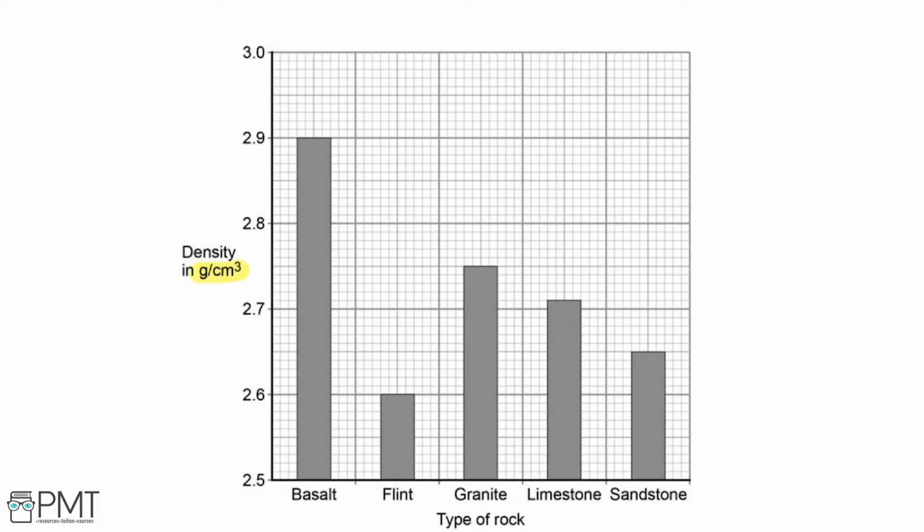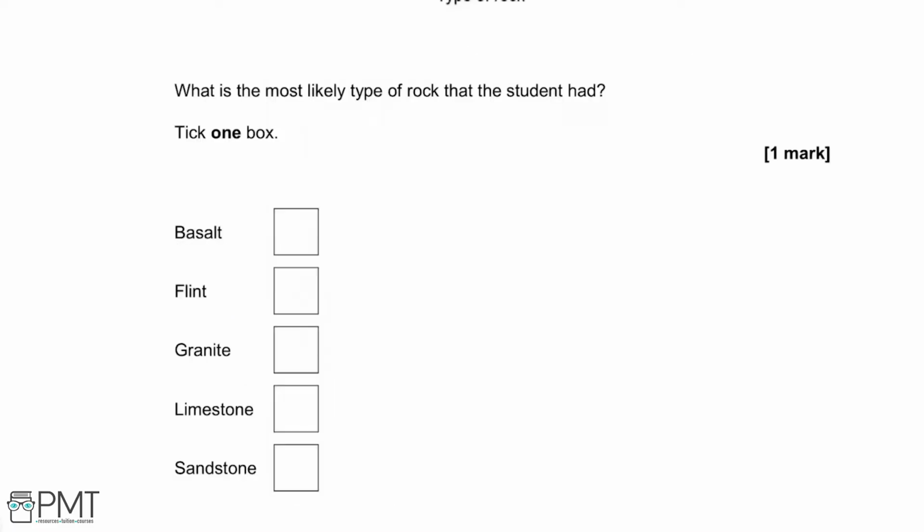So the easiest way to do this is just to draw a line from 2.7 here. So if we just draw a line across, we can have a look and see which of the bars are closest to this line, and we can quite easily see that it's this one here, which is limestone. So all we need to do now is tick limestone.